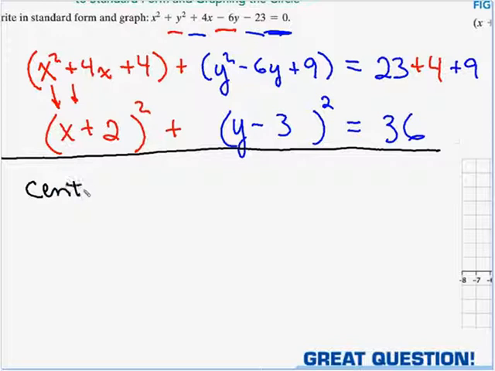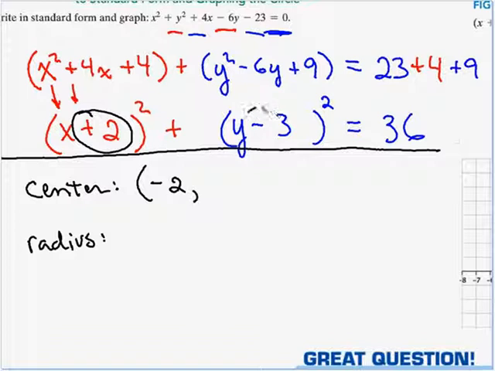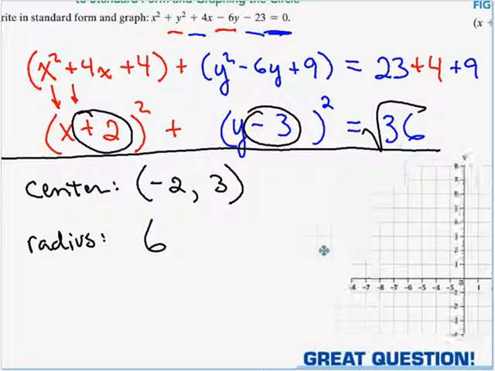So we need the center of the circle, and we need the radius. For the center, I see this is positive 2, so my center is going to have an x of negative 2. I see a negative 3, so I'm going to switch that to a positive 3 for my center. My radius squared is right here, so if I take the square root of 36, I get 6. That's all the information we need to graph.